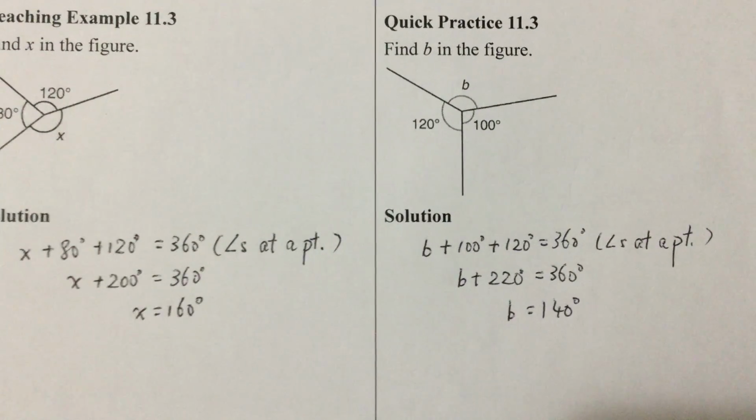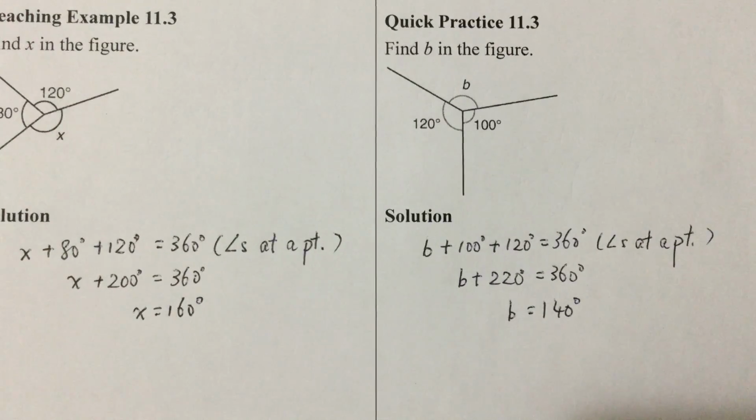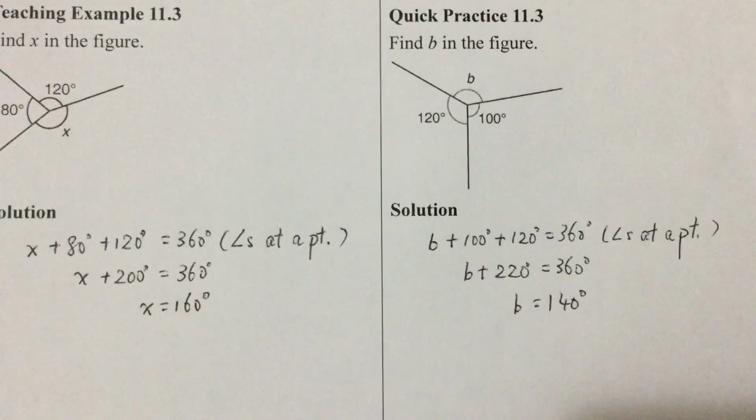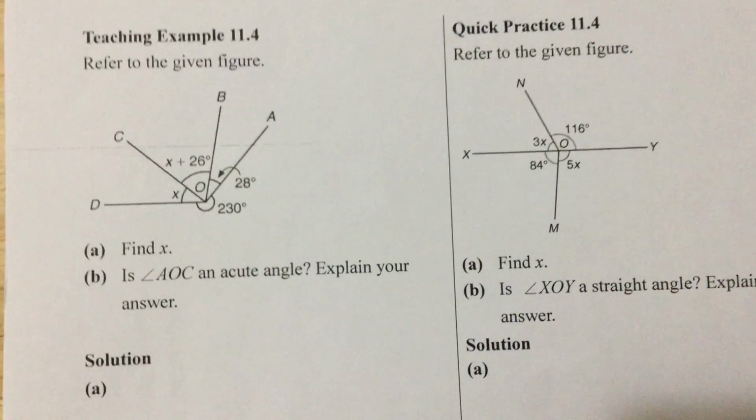Okay, so immediately you know how to do this. The one you learned before is called adjacent angles on a straight line. That is 180 degrees. But for angles at a point, this one is 360 degrees. So make sure that you don't mix them up. Okay, so this is easy. Now we'll go to a more difficult question. This one is called teaching example 11.4.